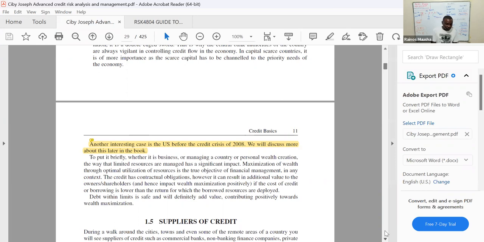So are there any questions on what we've covered in section 1.4? Any questions?